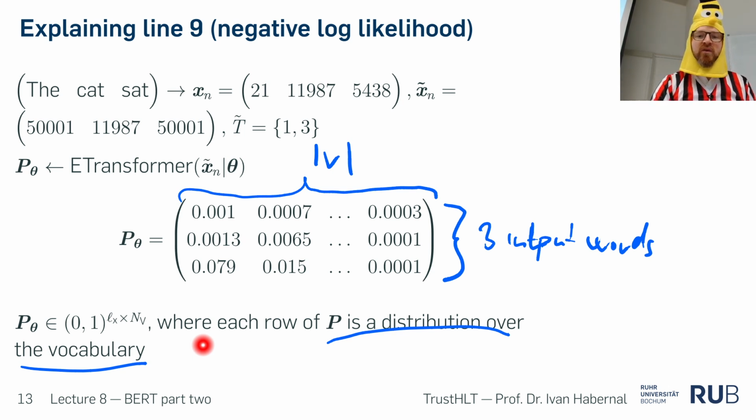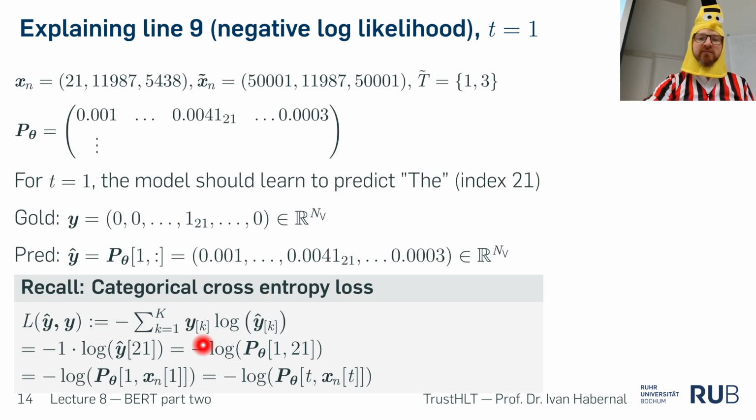And now we have to explain the negative log likelihood. Okay, so let's just go step by step. Let's start at position 1, so at position T1, the first token. The input was 21 something something, so this is "the cat sat". And after masking, we have this mask token, we kept the second word, and these two were masked. So now we're taking the first position, T1, so the first row basically.